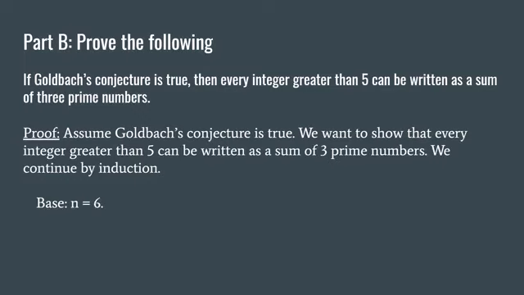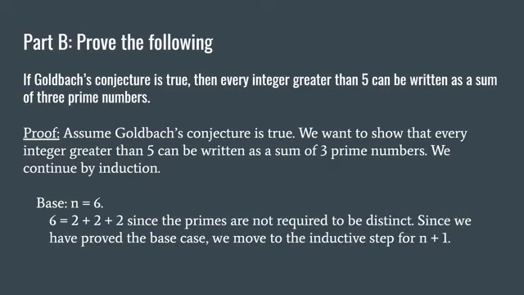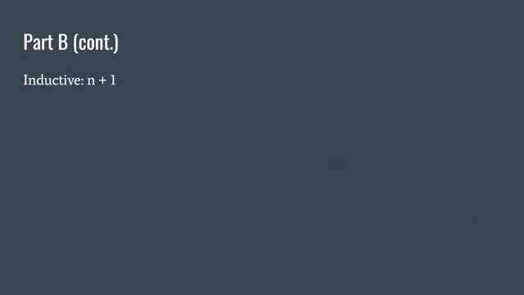So our base case is normally looking at n is equal to 1, but since it has to be greater than 5, we're looking at n is equal to 6. So 6 can be written as 2 plus 2 plus 2, since the primes don't have to be distinct, but if we wanted distinct primes, we could also write 6 as 1 plus 2 plus 3. Now, since we've proved this base case, we're able to move to our inductive step for n plus 1. So n plus 1, we've got two cases.